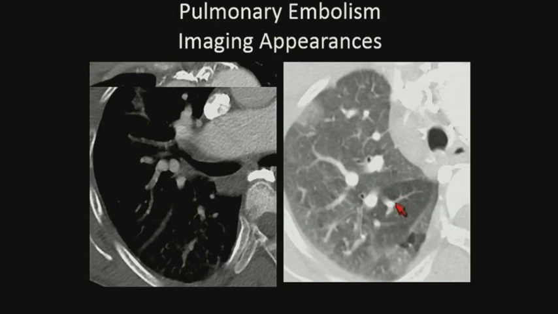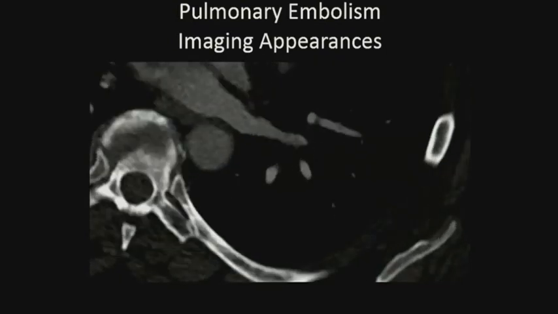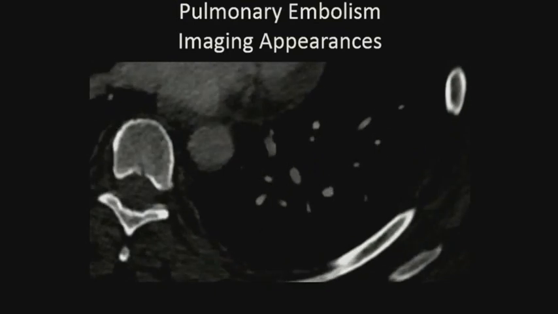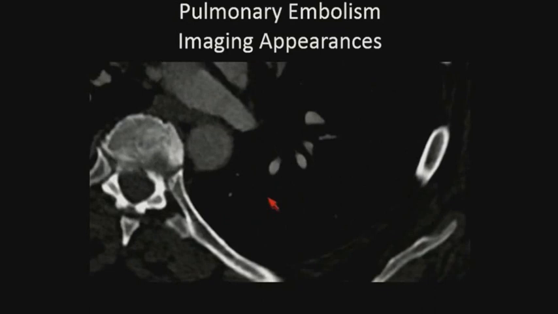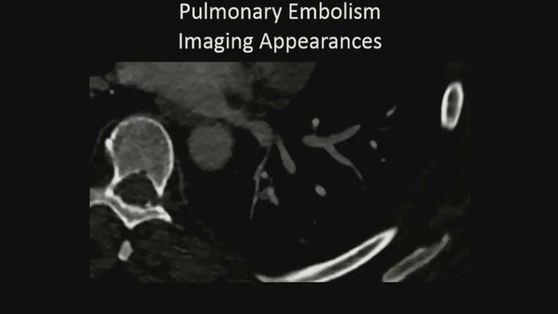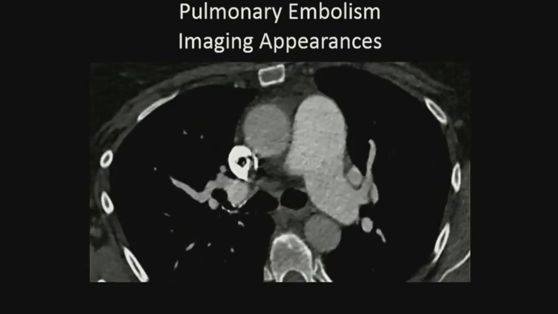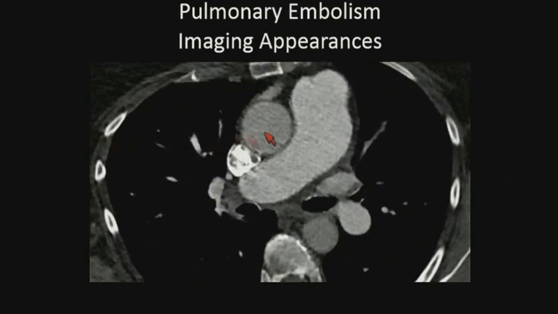And on lung windows, you'll also see areas of radiolucency or oligemia. You see this very small vessel here in this very lucent portion of lung, which is the CT manifestation of the Westermarck sign. In chronic pulmonary embolism, you may also see linear filling defects, as in this case here, in the basal arteries of the left lower lobe.